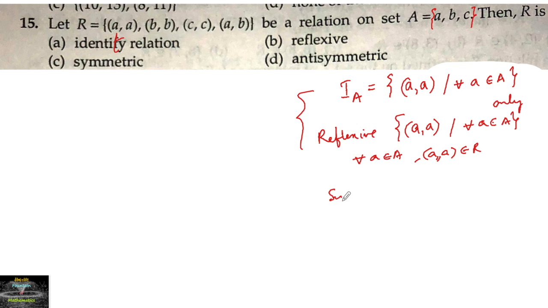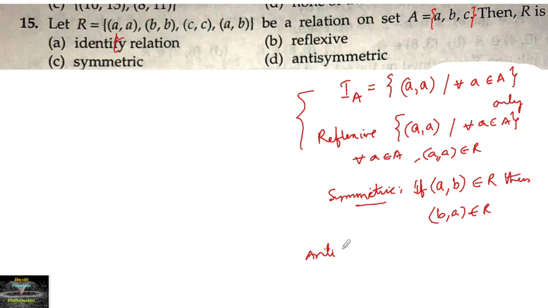And coming to the symmetric relation, if a is related to b, that is (a, b) belongs to the relation R, then (b, a) must belong to relation R. So this is the condition for the symmetric. If (a, b) exists, then there must exist (b, a).